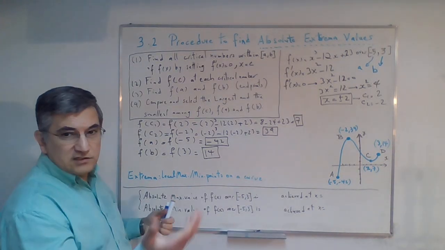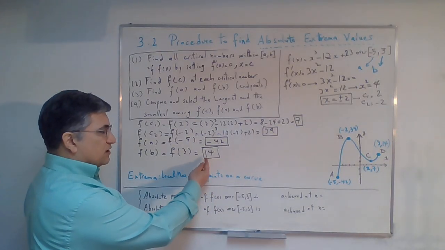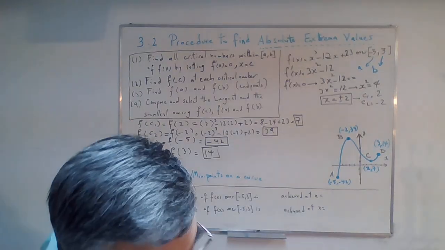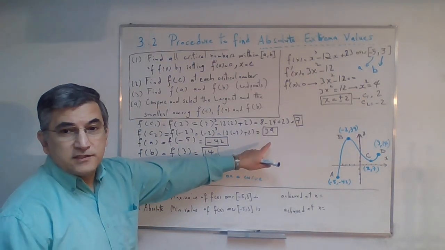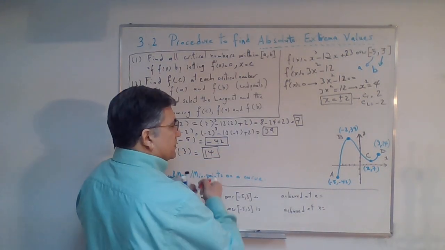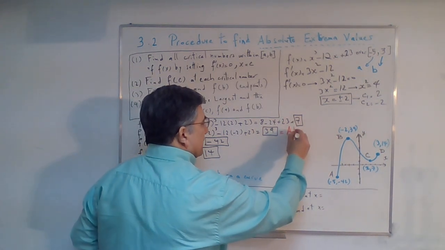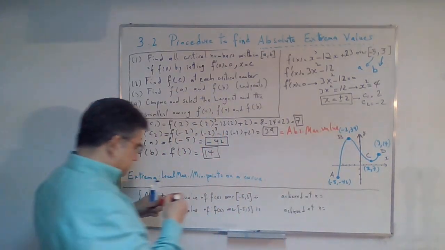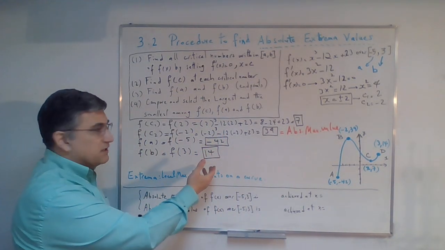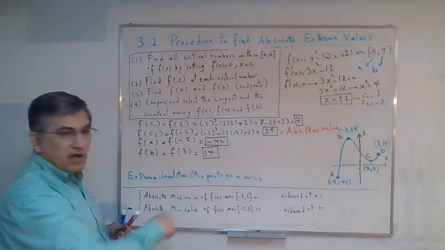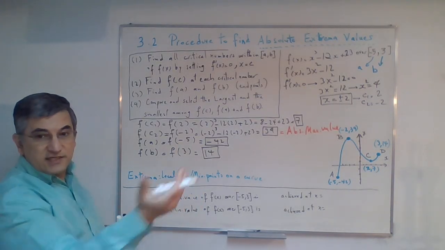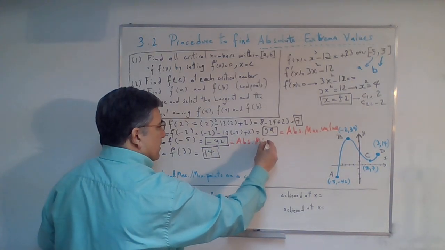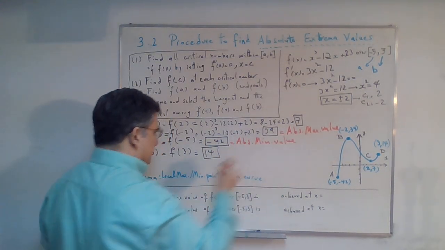Now you tell me, among 14, -42, 39, and 7, which value is the largest? Whatever you say, I accept. You said 39. I bet you did. So 39 is going to be the absolute maximum value of this function. And now you tell me what value among these 4 values is the smallest. I bet again you're going to say -42. So that is my absolute minimum value of the function.